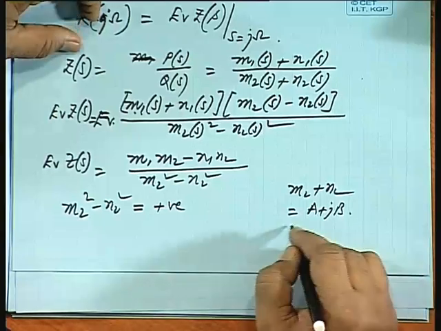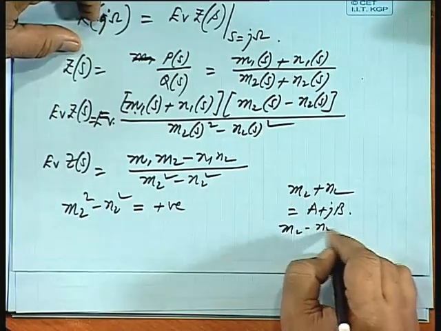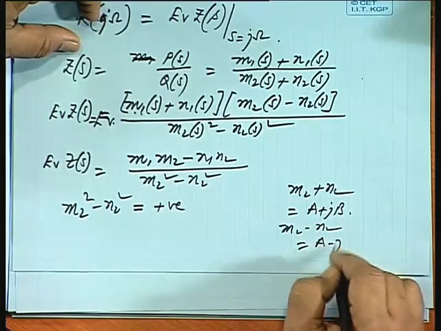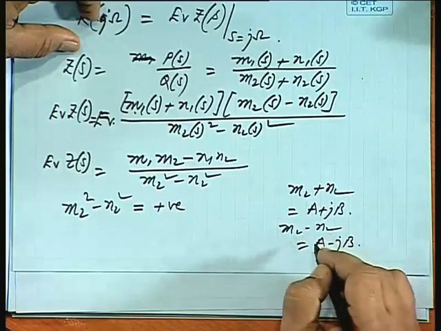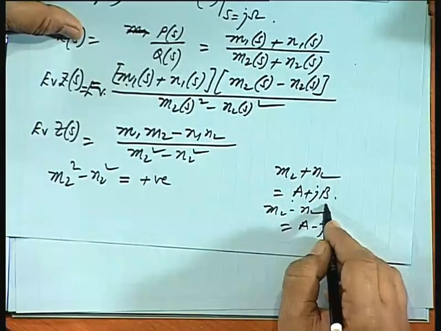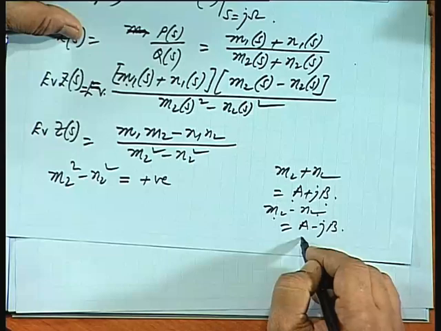Okay. Then what will be M2 minus N2? It will be A minus jB. It is the odd part only which will be having a change in sign. The even part, omega square, omega 4, etc., if you put omega equal to minus omega, then also they will remain positive. So, it is only the odd part which will be having a different sign. So, if M2 plus N2 gives you A plus jB, then M2 minus N2 will give you A minus jB.